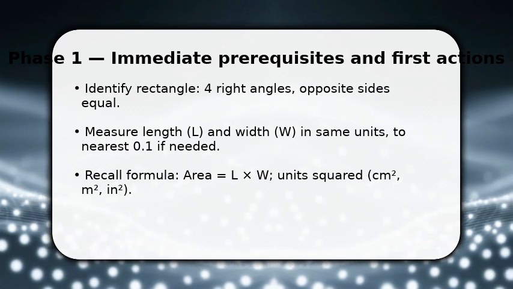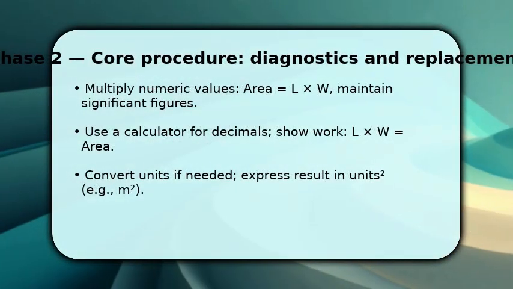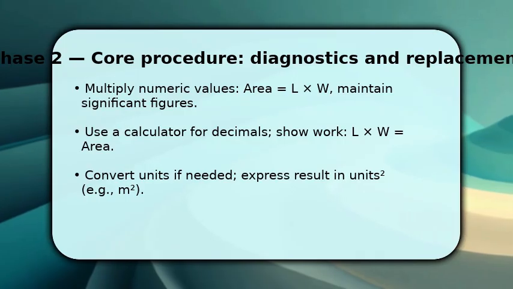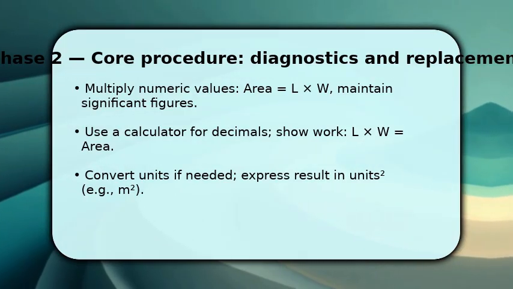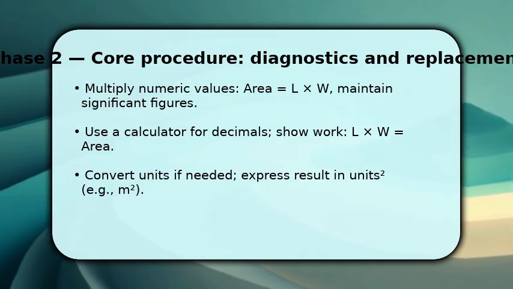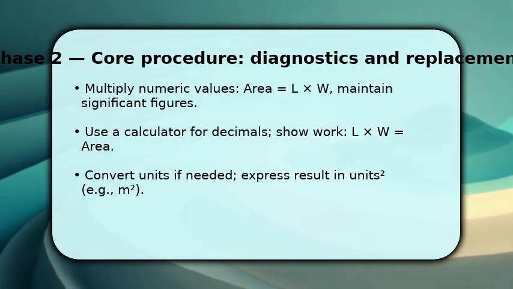Now multiply the length by the width. Enter L times W on your calculator, or do the multiplication by hand. You do this to get the area in the chosen unit squared, for example 3.5 m times 2 m gives 7.0 m².